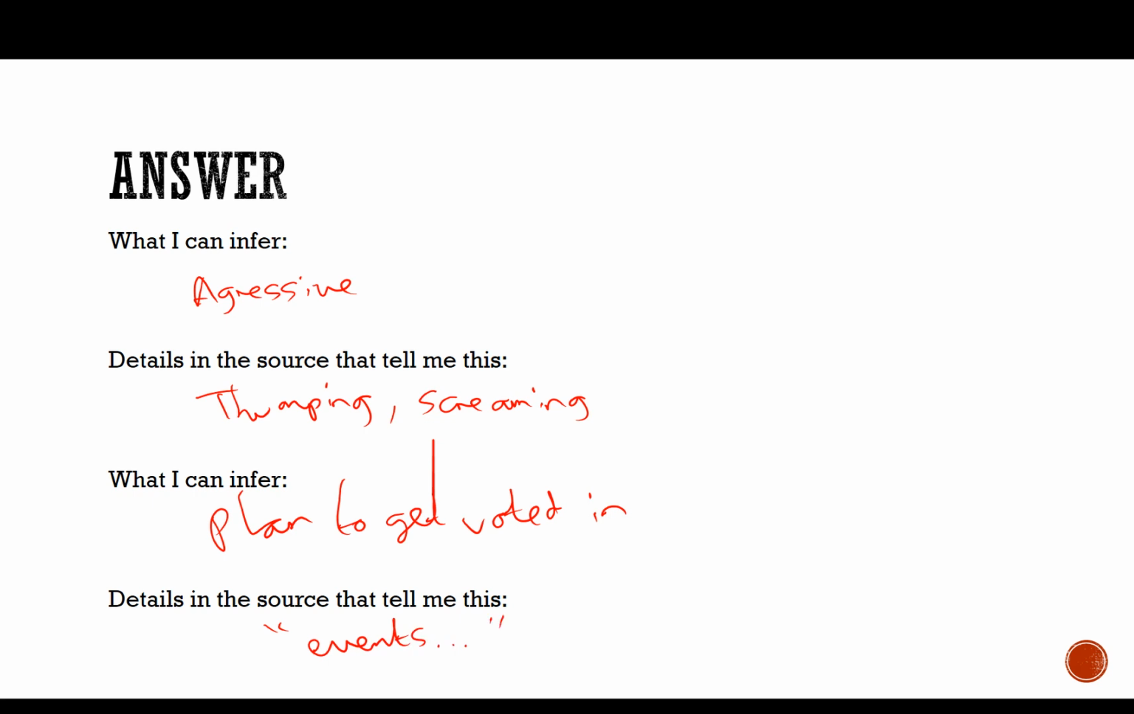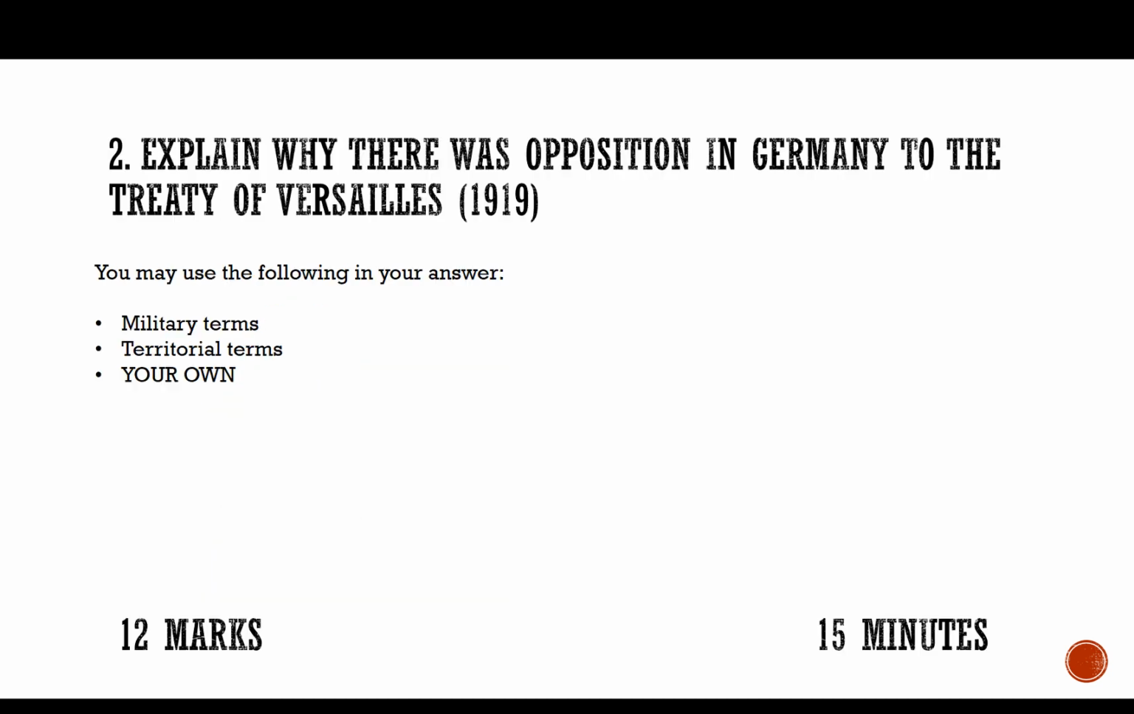So there you can see how we've used the point, the inference, and then we've backed that up. Obviously make sure when you're going through these as well, although you're not going to be tested on it, that you do check your spelling. So aggressive with a double G. So point, evidence, point, evidence, 4 marks.